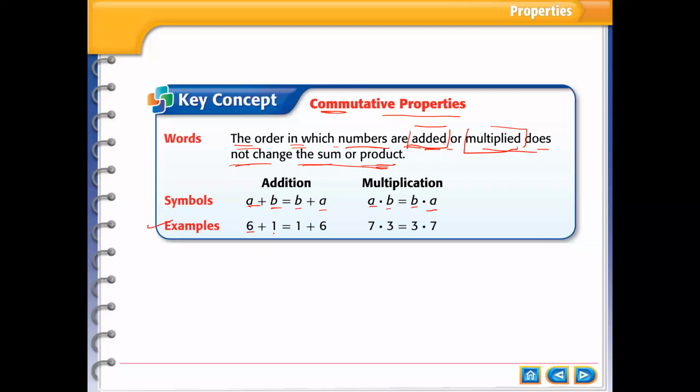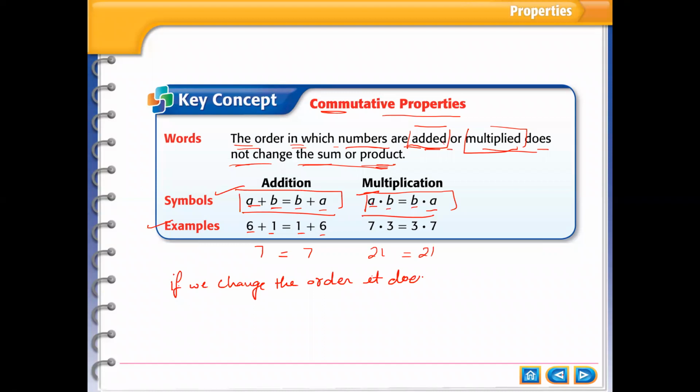If we are adding 6 plus 1 or 1 plus 6, the answer is 7 both sides. Or if I multiply 7 into 3, 21, and if I multiply 3 into 7, that is also 21. So it means that in multiplication or in addition, if we change the order, it doesn't change the answer.